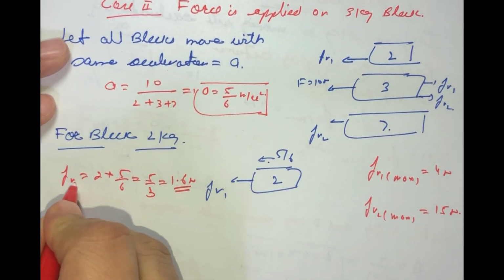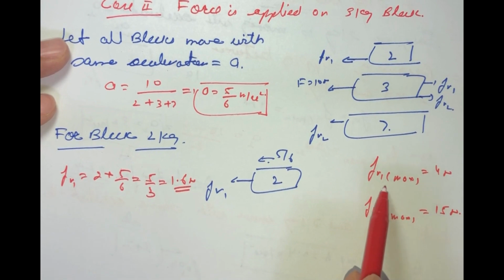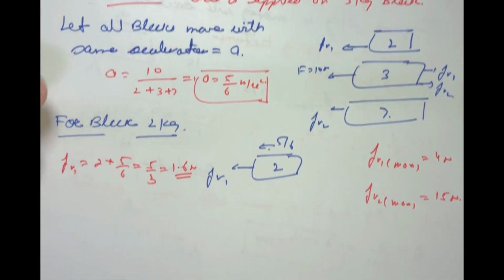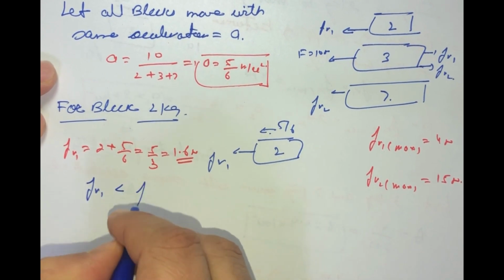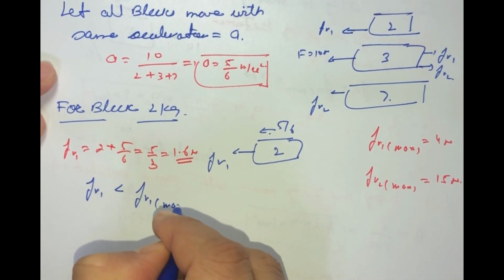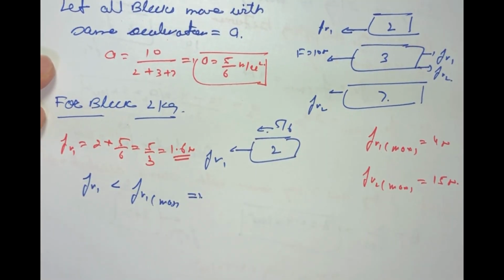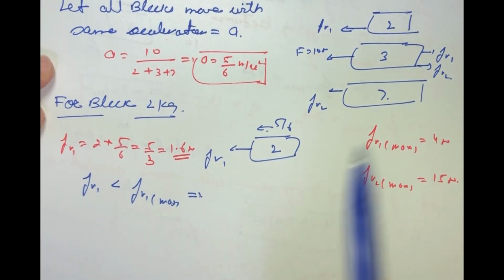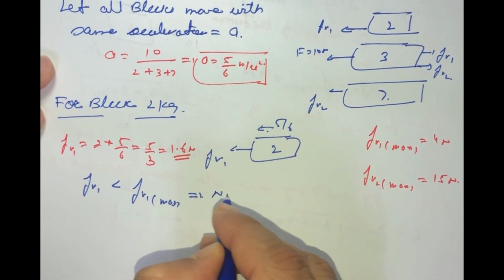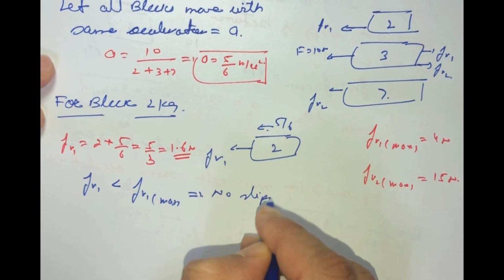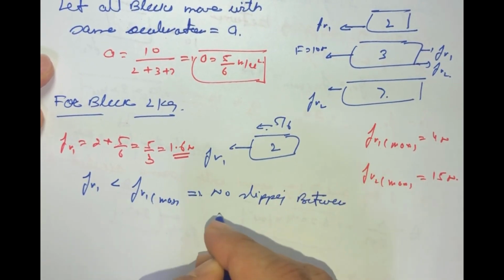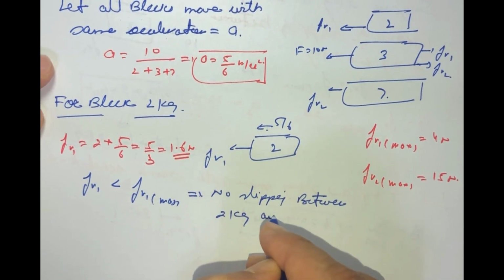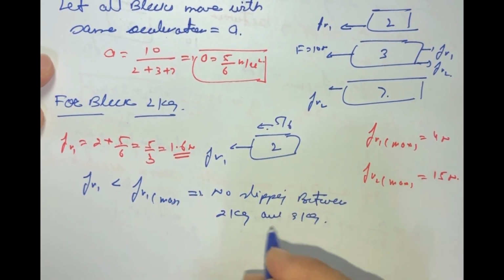So if we compare Fr1 with Fr1 max, you can say that Fr1 is less than Fr1 max. So basically it means no slipping between 2 kg and 3 kg.